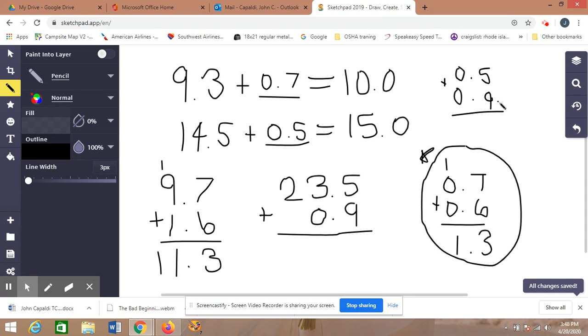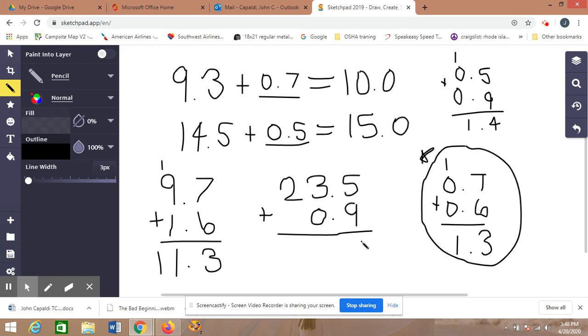So what's 5 plus 9? 5 plus 9 is, we know, 14, but 5 tenths plus 9 tenths is 14 tenths. So those 4 tenths stay in the tenths place. We have another 10 tenths, which become a 1. And we carry that down. 1 plus 0 is 1. So just 5 tenths plus 9 tenths is 1 and 4 tenths. And that's what we do here.